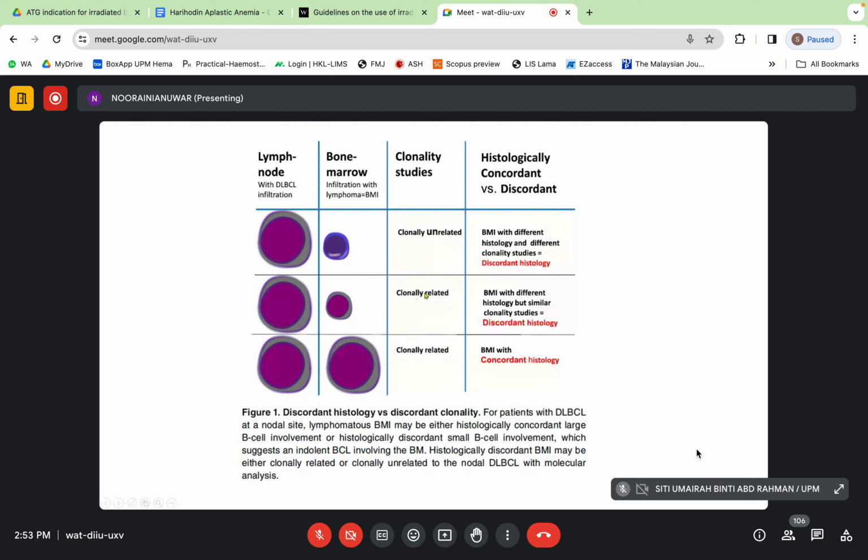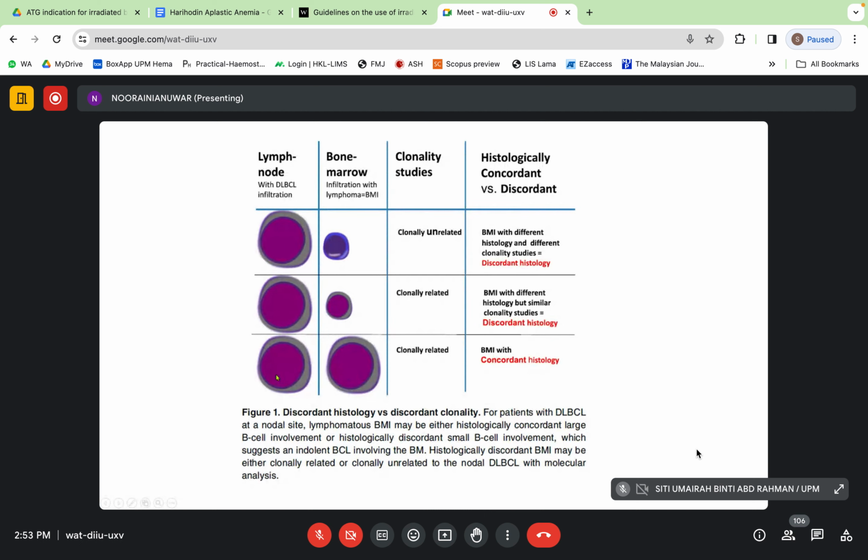So when we have a lymph node biopsy that shows infiltration by high-grade LBCL and the bone marrow shows indolent lymphoma, and the clonality study is not related, this is what we call discordant histology. And if the lymph node shows infiltration by LBCL or high grade, and somehow the bone marrow shows a non-indolent type of infiltration, and it is clonally related by the clonality study, this we also call discordant histology.